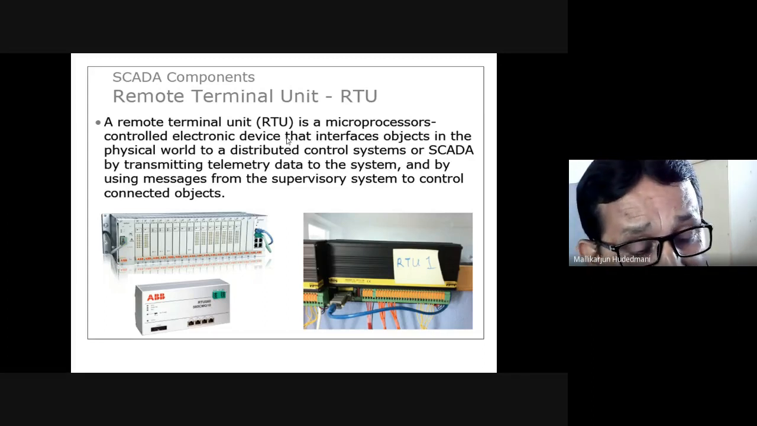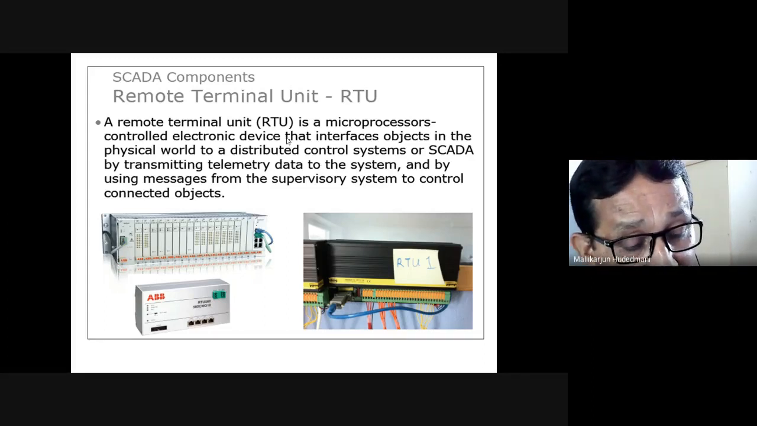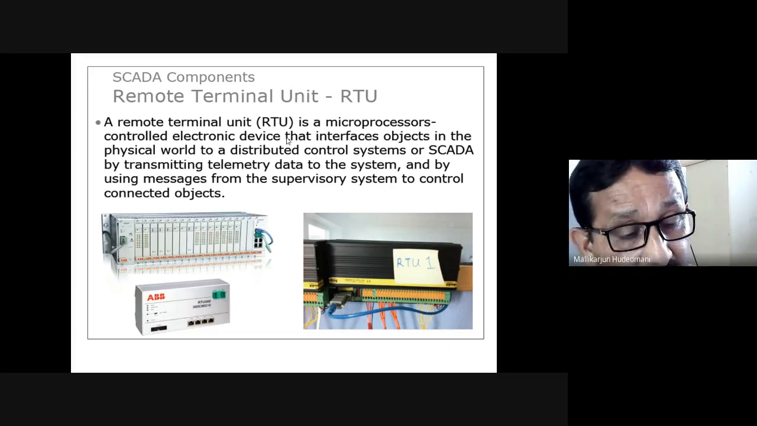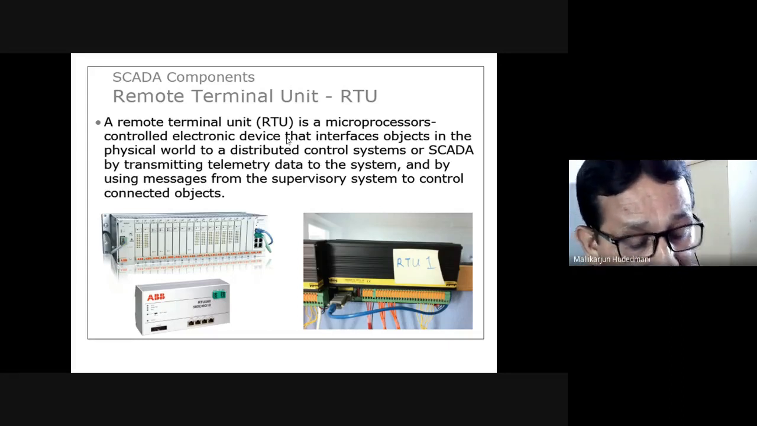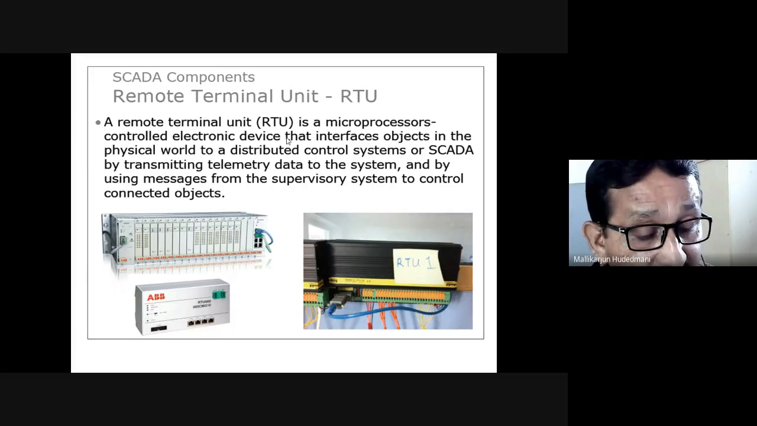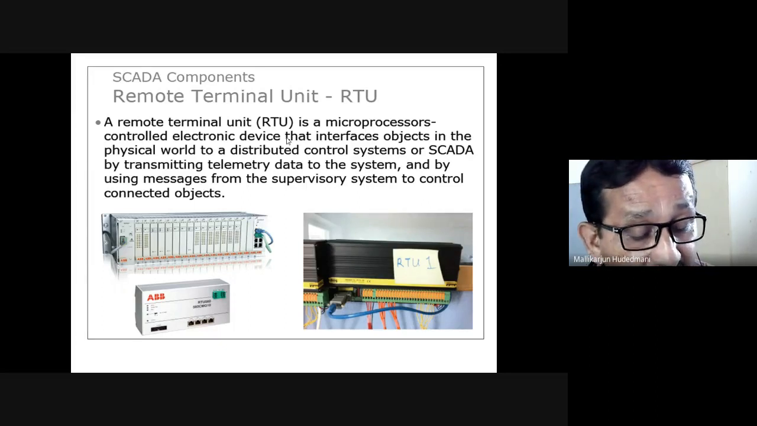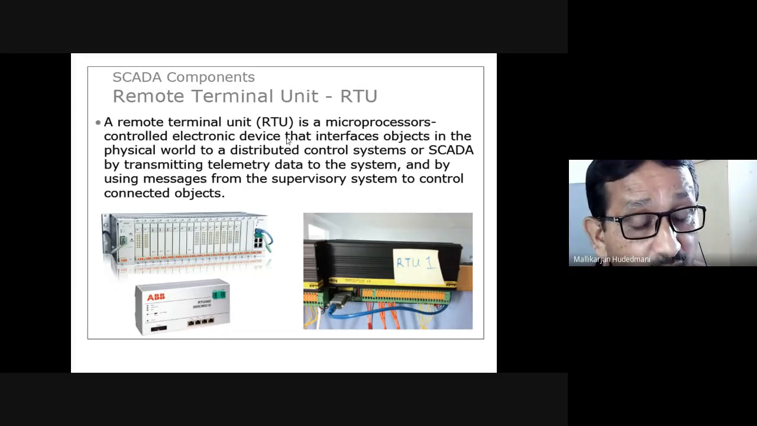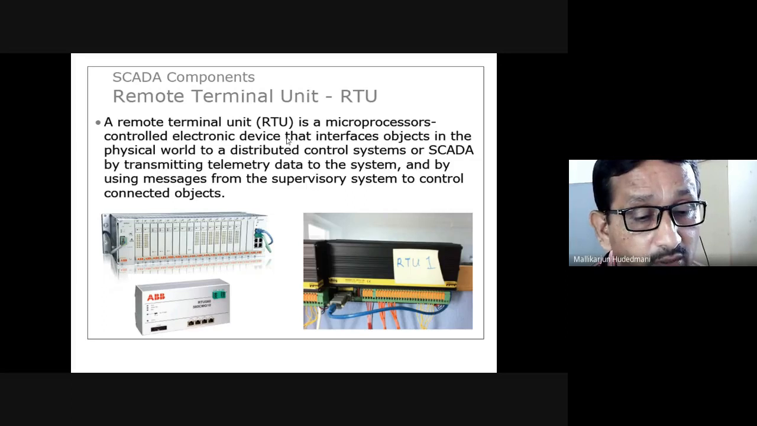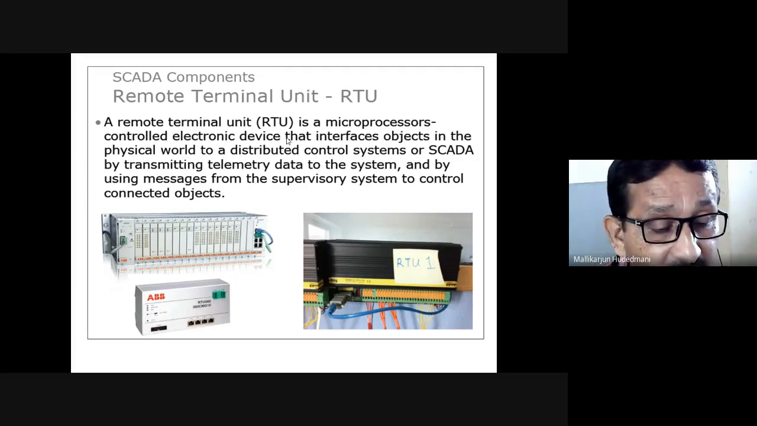It can be a PLC also. This is one of the Allen-Bradley, or ABB made. This is one of the best components in the world. These people manufacture the components and serve the community in the power sector by installing all such automation devices in the field. So ABB is one example.